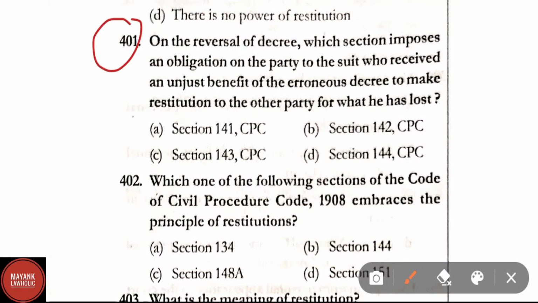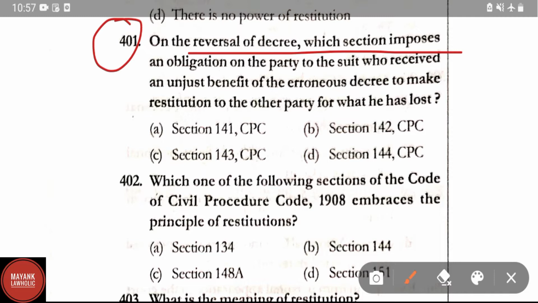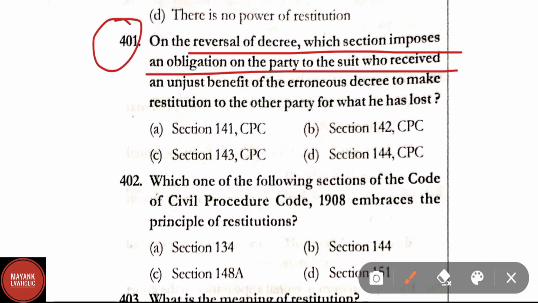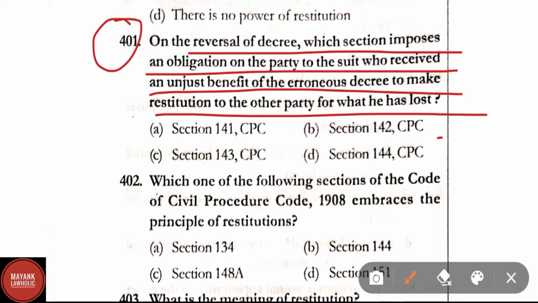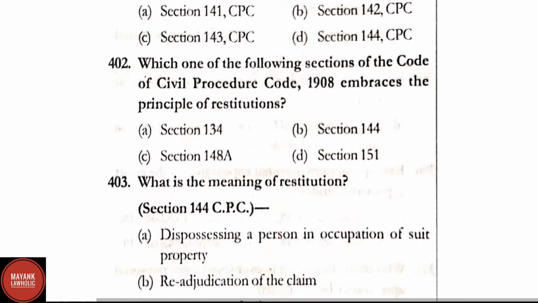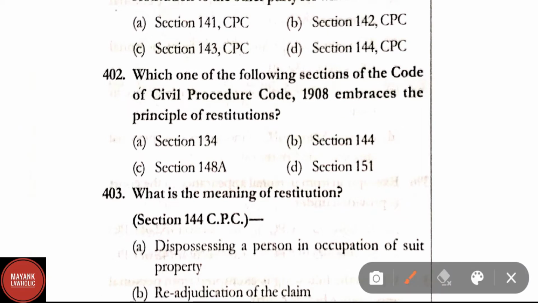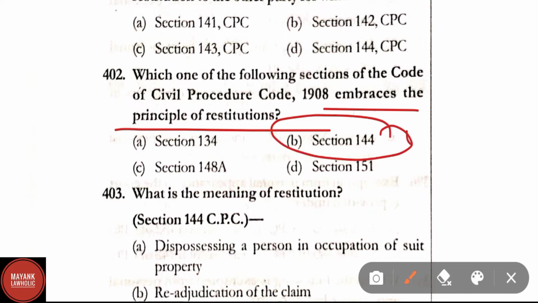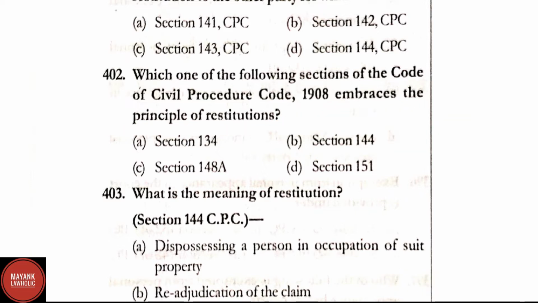Question number 401. On the reversal of decree, which section imposes an obligation on the party to the suit who received an unjust benefit of the erroneous decree to make restitution to the other party for what he has lost? Here the correct answer is option D, that is section 144 of CPC. Question number 402. Which one of the following sections of the CPC embraces the principle of restitution? The correct answer here is option B, that is section 144 embraces the principle of restitution.